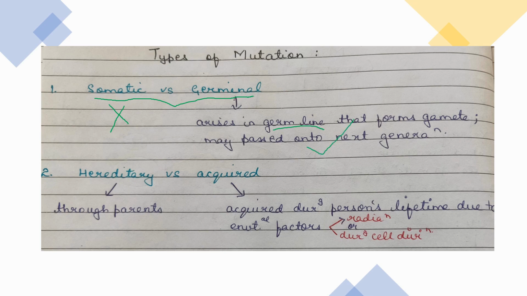The second one is hereditary versus acquired. Hereditary, as the name suggests, passes on from parents to the offspring, and in acquired mutation, the mutation is acquired during a person's lifetime due to various environmental factors, that could be radiation or during cell division.